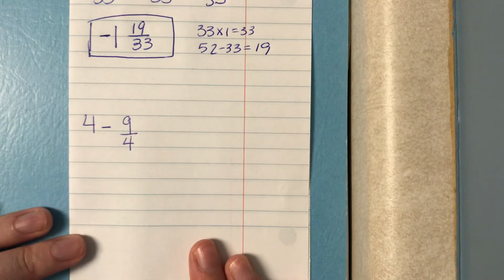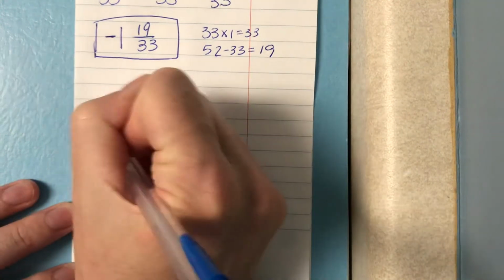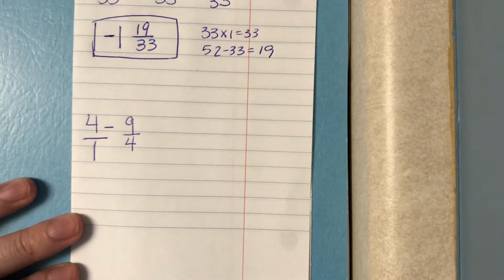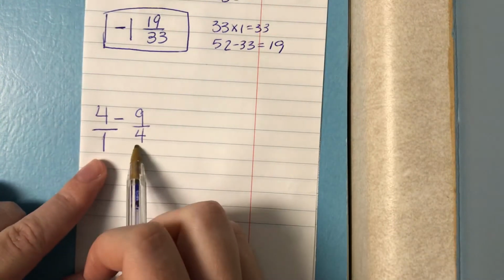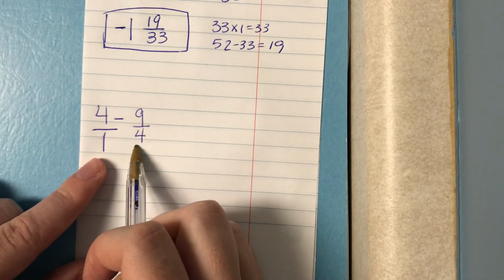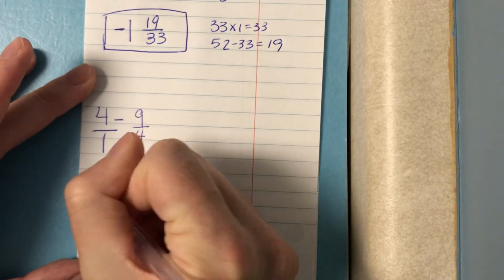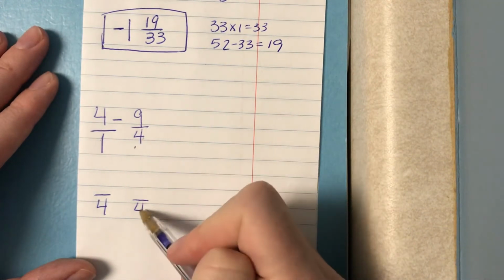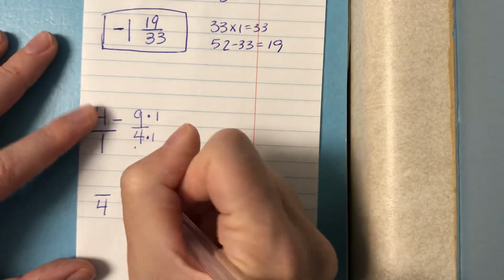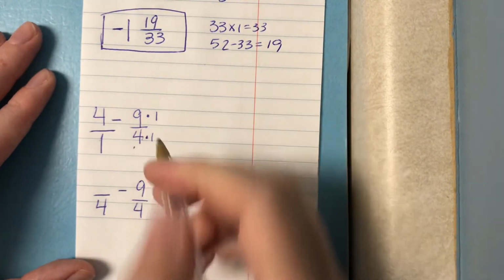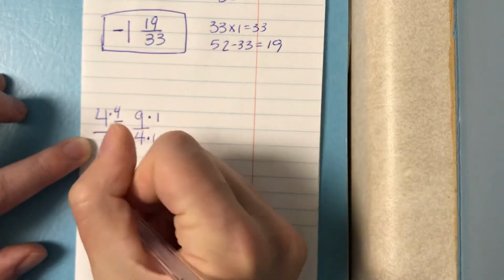Okay, next one I have 4 minus 9/4. So this one I have a whole number. If you have a whole number, you need to put it over 1, and now you have a fraction. So anytime you have a whole number, just put a 1 on the bottom, and then you have a fraction. So I have 1 and 4 for my denominators, so I think 4 is going to be my common denominator here. So 4 times 1 is 4. You can write times 1 here if you want to, but you don't have to for this one because that fraction is just going to stay the same. And then going from 1 to 4, that's multiplying by 4, so my top should be 16.